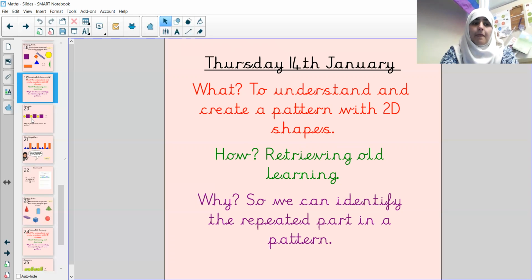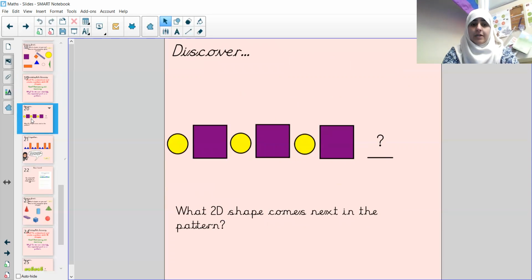So let's look at our discover today. You can see there's a circle, square, circle, square, circle, square. Now, my question to you is, what 2D shape comes next in the pattern? And how do you know? Have a little chat with someone next to you, your mummy or daddy, or if you're in school, a friend next to you.